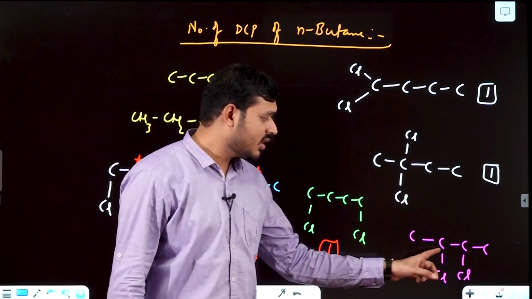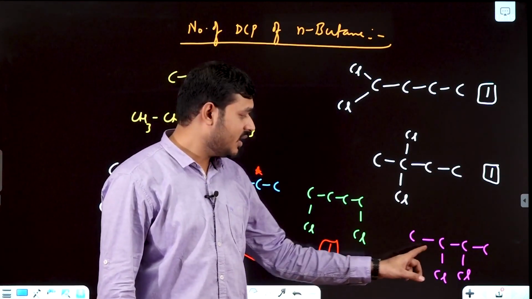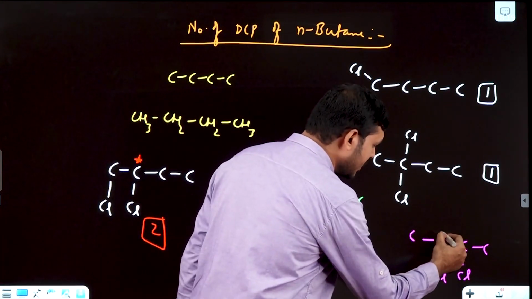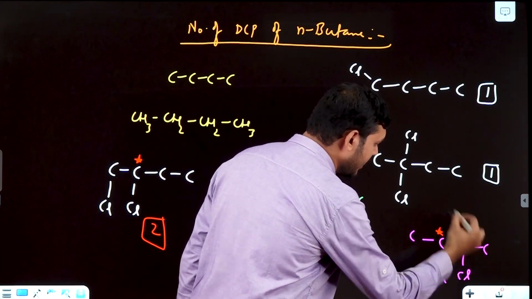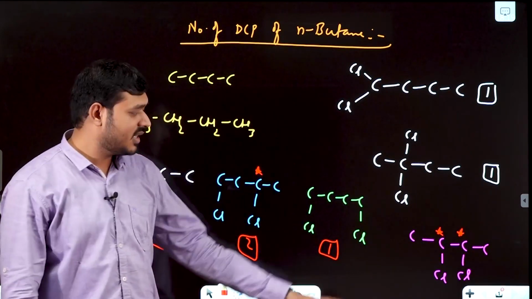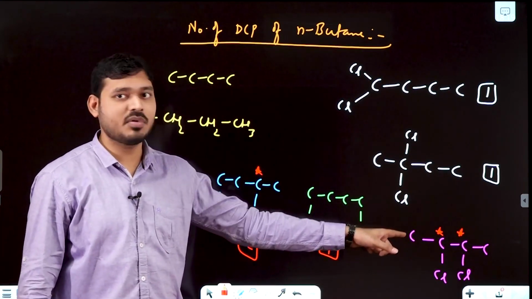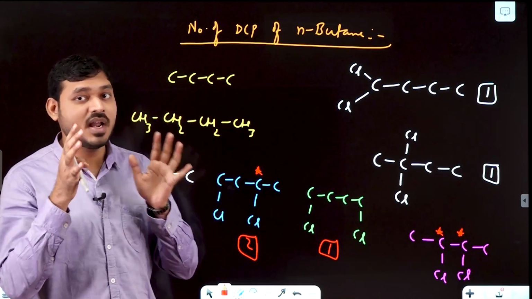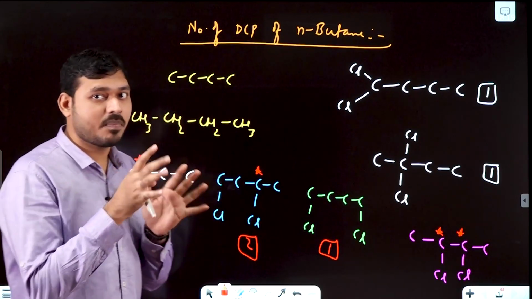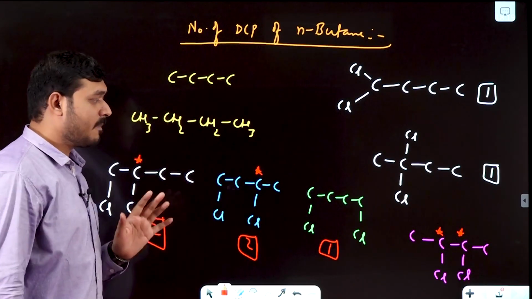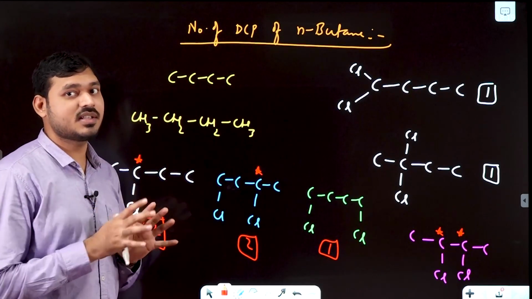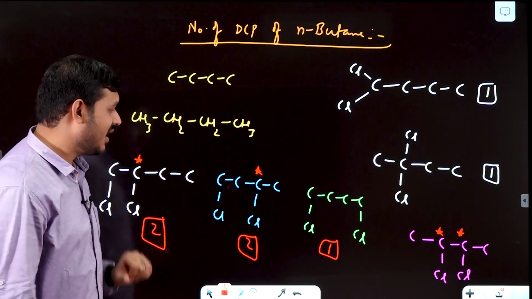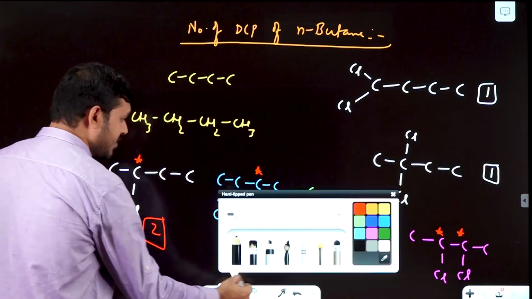Now let's count this one. What will happen in this case? Dear students, this is a chiral center and this is also a chiral center. So it is 2,3-dichlorobutane. Now here you have to open your mind and think properly. Proper imagination is required because you have understood the concept of meso compounds. Now think. Let me draw the structures here.